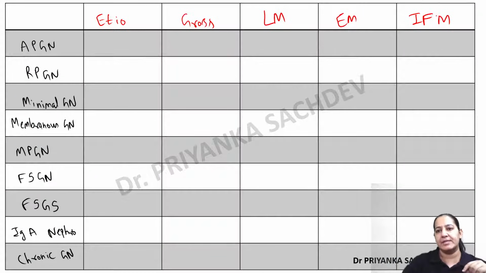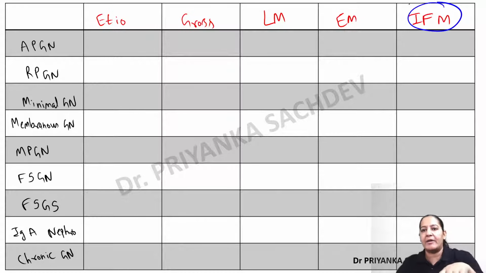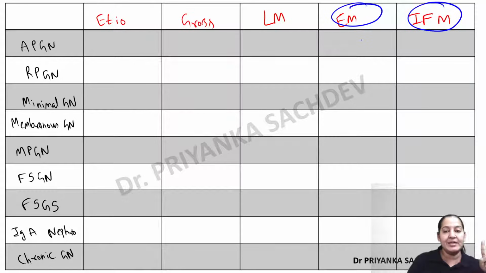We are done with immunofluorescence. Now I am teaching you the electron microscopy of all of them. Please tell me the location in each of them. Siddhika, would you tell me? Others, would you tell me? Sachin, what was the location in APGN? The location was subepithelial and the shape is hump. Wherever you know the shape, tell the shape too. Location and shape, you tell me.